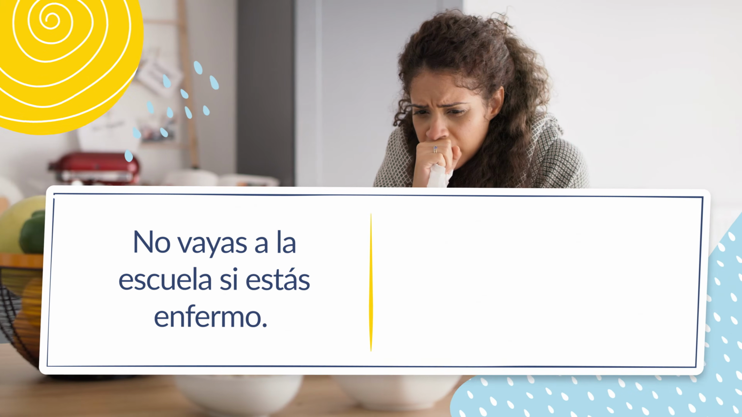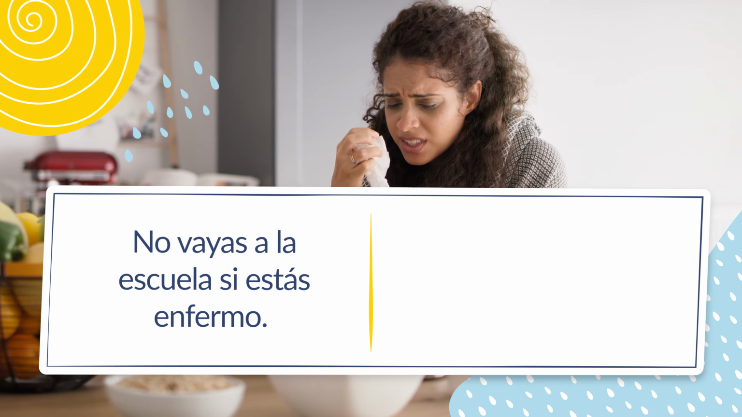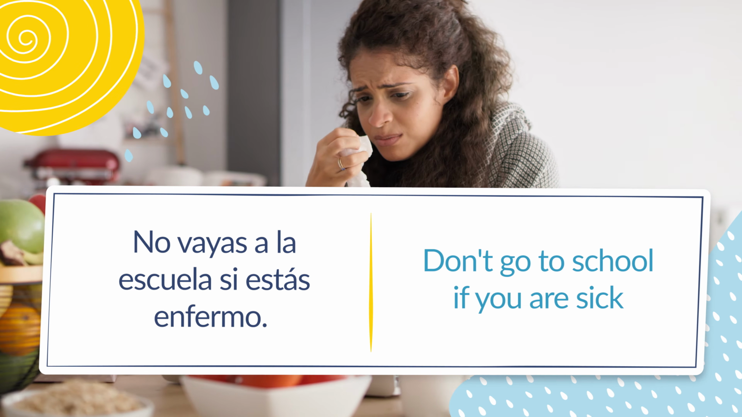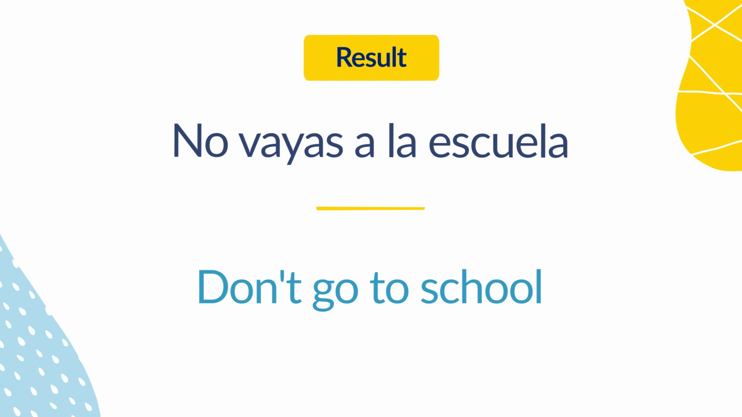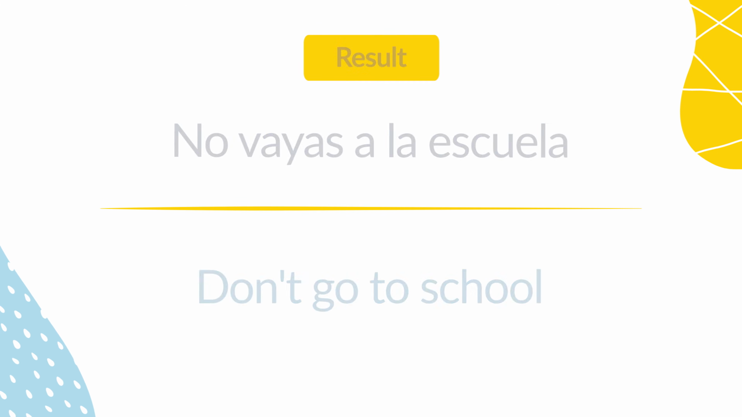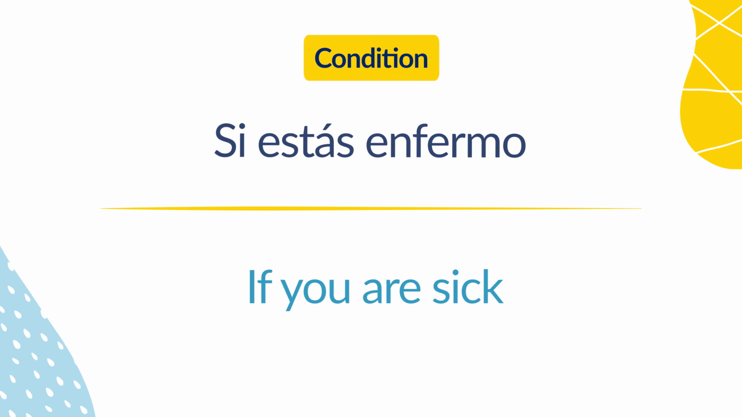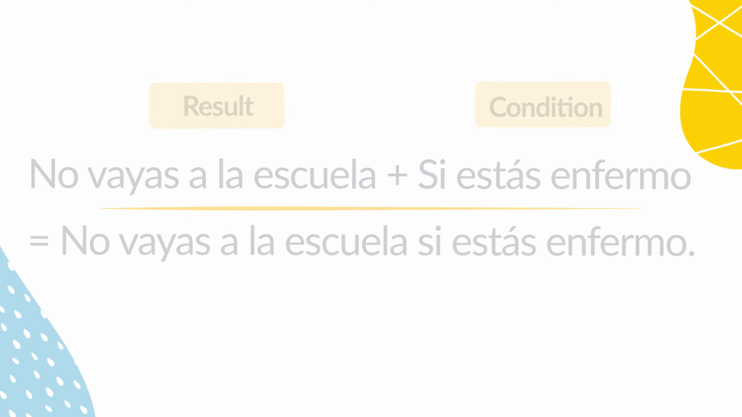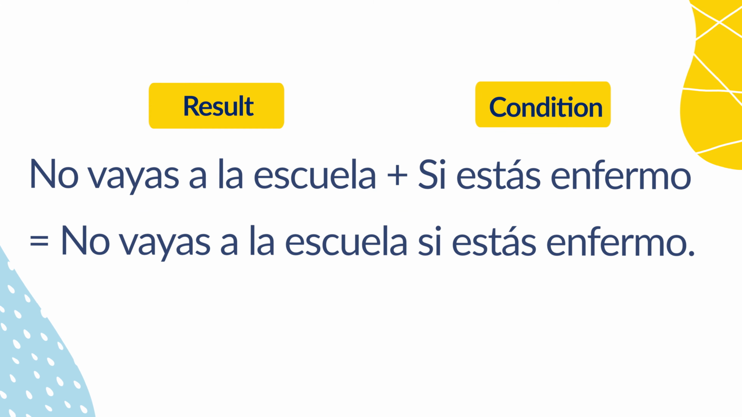The 2 parts can also work in reverse order. For example, no vayas a la escuela si estás enfermo. Don't go to school if you are sick. This time, we start with the result, no vayas a la escuela, and the condition, si estás enfermo, if you are sick, which forms our si clause, no vayas a la escuela si estás enfermo.